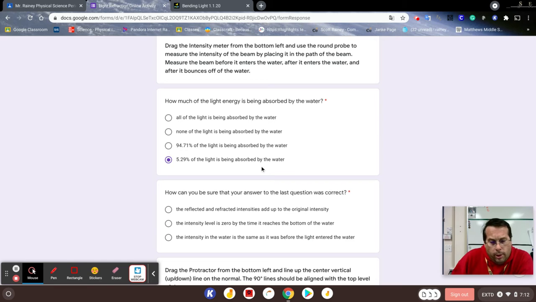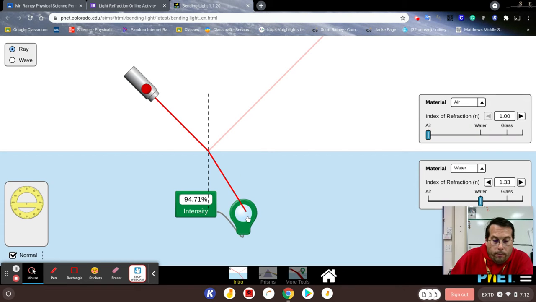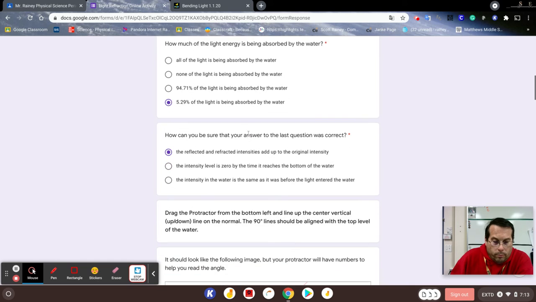And how can you be sure your answer to the last question was correct? The reflected and refracted intensities add up to the original intensity. The intensity level is 0 by the time it reaches the bottom of the water, which it does not. The intensity in the water is the same as it was before the light entered the water. That's not the case. So it's the reflected and the refracted intensities add up to the original. So if I take that 94.71% of the refracted, I add it to the 5.29% of the reflected, what I get is the total of 100%.